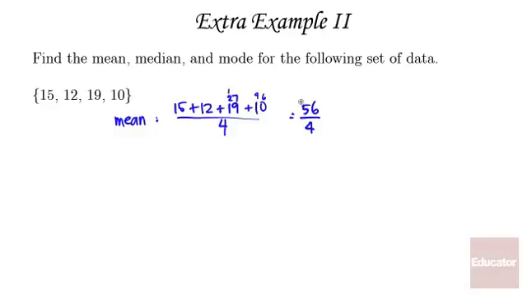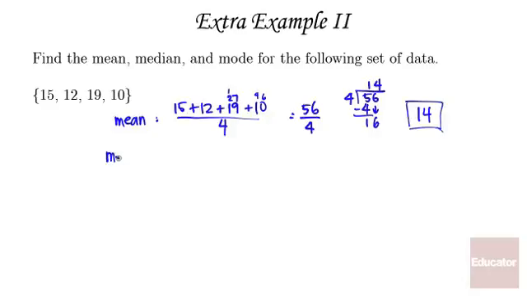Now, I want to just divide it. 56 is going to go on the inside. 56 divided by 4. Okay, so 4 goes into 5 one time. That gives you a 4. Subtract it. Get 1 left over. Bring down this number, 6. 4 goes into 16 4 times. So my mean is 14.